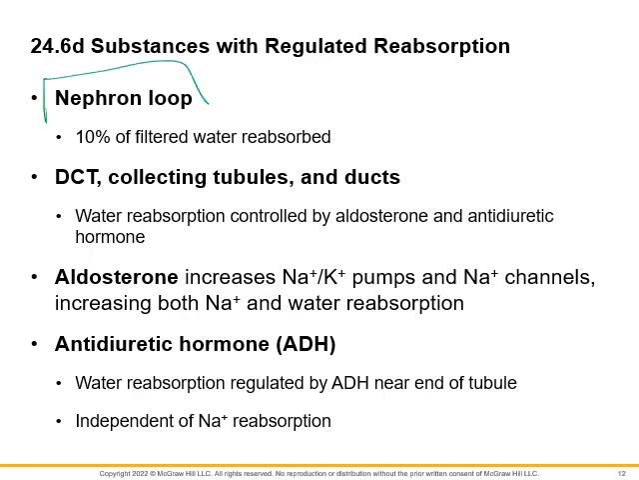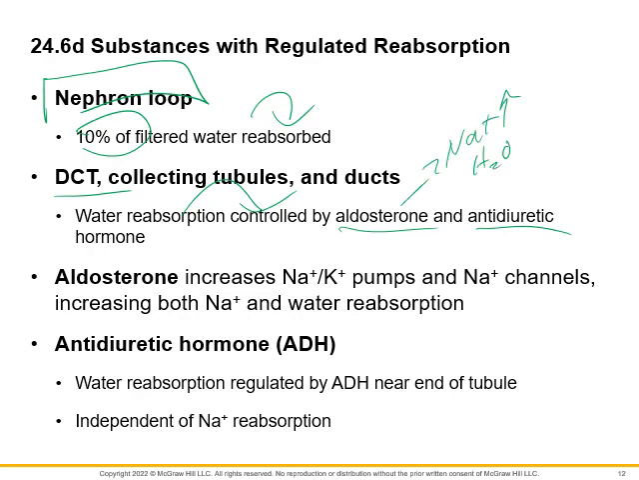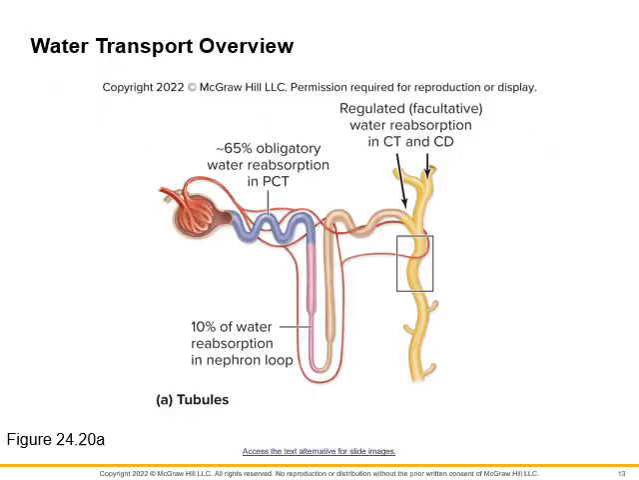In the nephron loop, we're going to see water reabsorbed. In the collecting duct, collecting tubules, distal convoluted tubule, we're going to see water reabsorption controlled by aldosterone and antidiuretic hormone. Remember, aldosterone is going to cause sodium to be reabsorbed, and then water is going to follow. Antidiuretic hormone, we just looked at, causes an increase in aquaporins, and then we have an increase in water reabsorption. So go back and look at aldosterone and antidiuretic hormone.